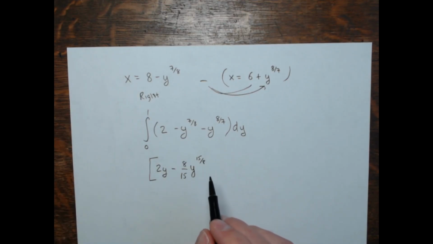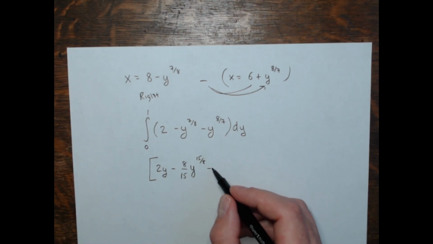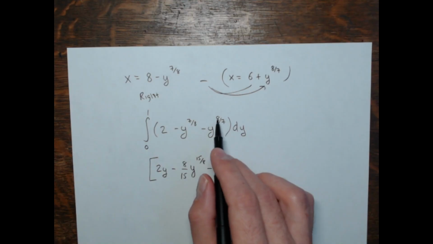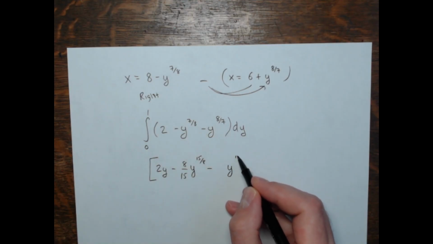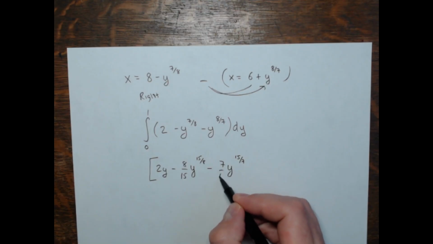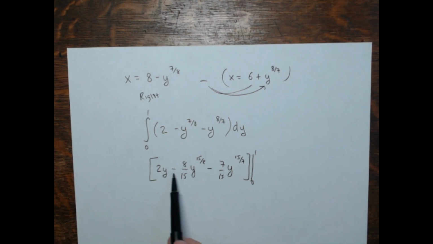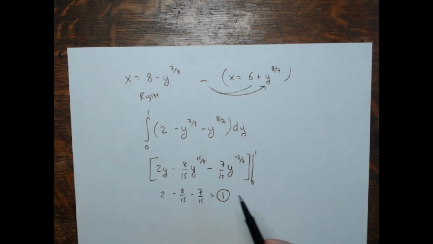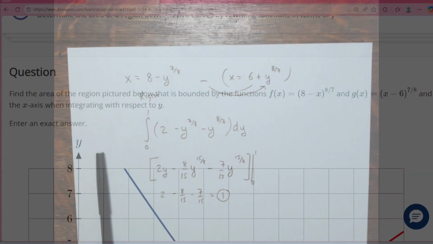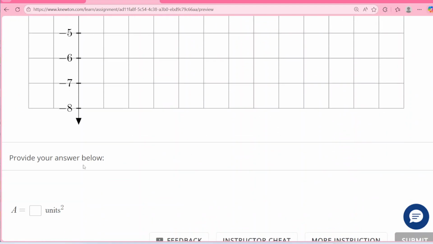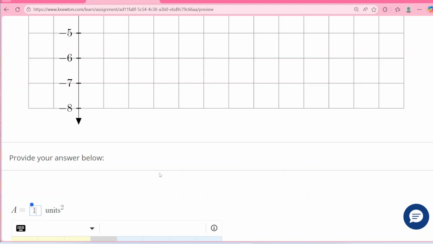Then this one I would add 7/7 for, y to the 15/7 times 7/15, and we're going from 0 to 1 on the y-axis. Again, the value at 0 is 0. So I'm just getting the value at 1 minus 0. The value at 1 would be 2 minus 8/15 minus 7/15, which is again minus 15/15. So this is 1 again. Very, very similar to the last one. Area is 1 square unit.